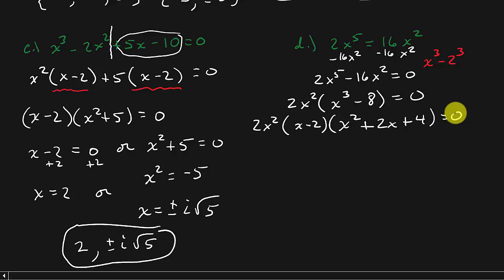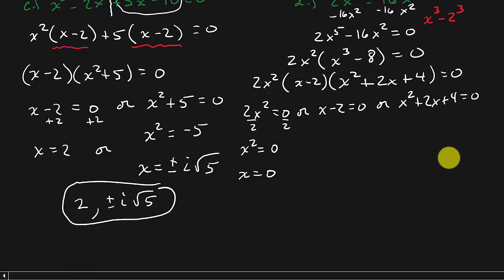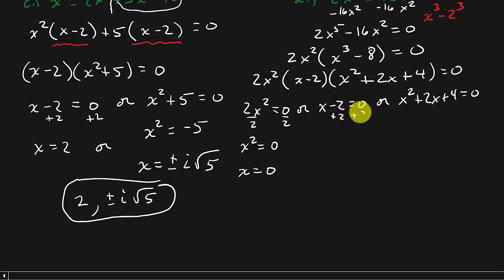Now, let's go ahead and set each term equal to 0. So I've got 2x squared equals 0, or x minus 2 equals 0, or x squared plus 2x plus 4 equals 0. Now, the first two here, that's easy to solve. So I'm going to divide both sides by 2. So x squared equals 0, x equals 0. You don't put plus or minus 0. And then this one, I'll add 2 to both sides, so I get x equals 2. Now, this one, we need to solve this one, but it doesn't factor.